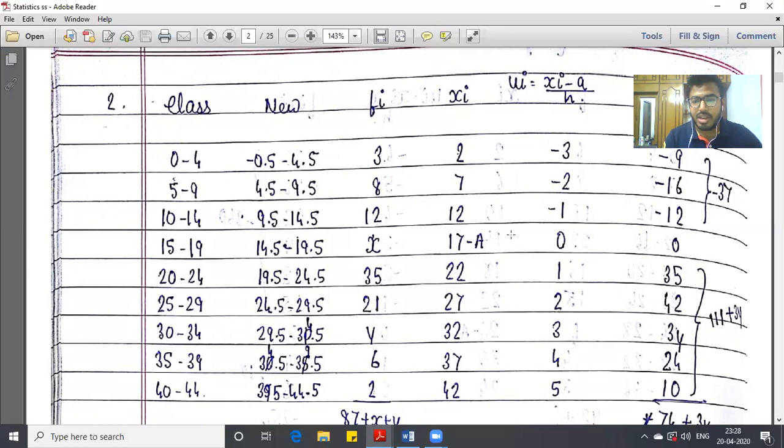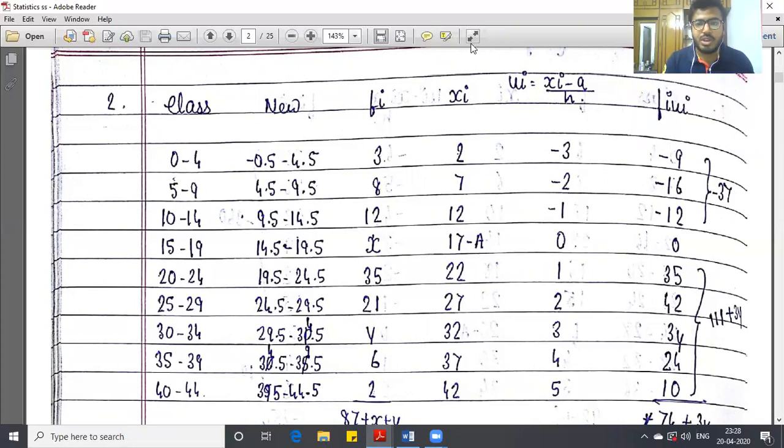Now here, in front of a it will be 0, above it will be the ui calculation: -1, -2, -3, and at the bottom it will be 1, 2, 3, 4, 5. So easy calculation it is there. Now going into fi and ui, you are doing all the multiplication. After the multiplication, you have to add all the minuses together, and you are getting minus 37.